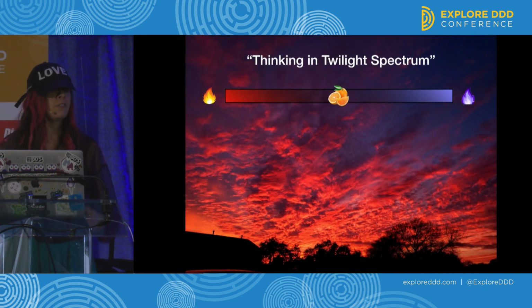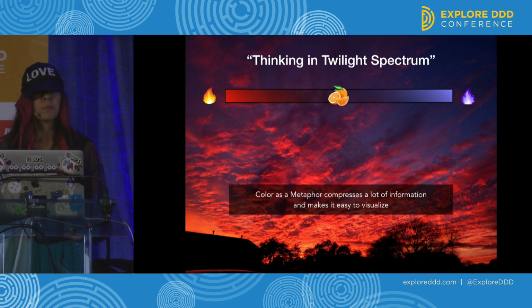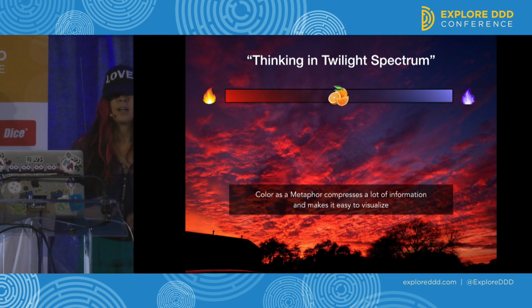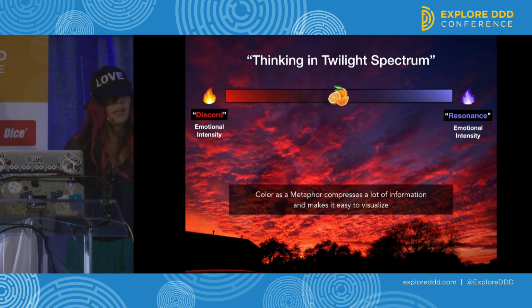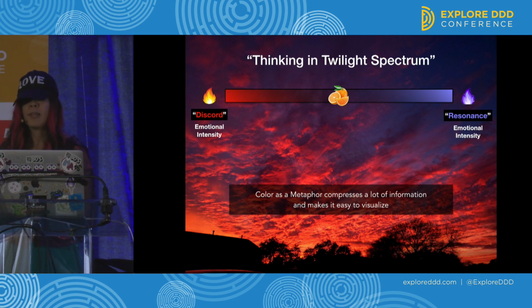All right, so this is where I started thinking about using color as a metaphor to compress a lot of information and context to make it easy to visualize, and thinking about an orange being wrapped up in, being augmented with color information. So on one side of the spectrum, we've got discord and emotional intensity associated with discord. And on the other side, we've got resonance, okay?